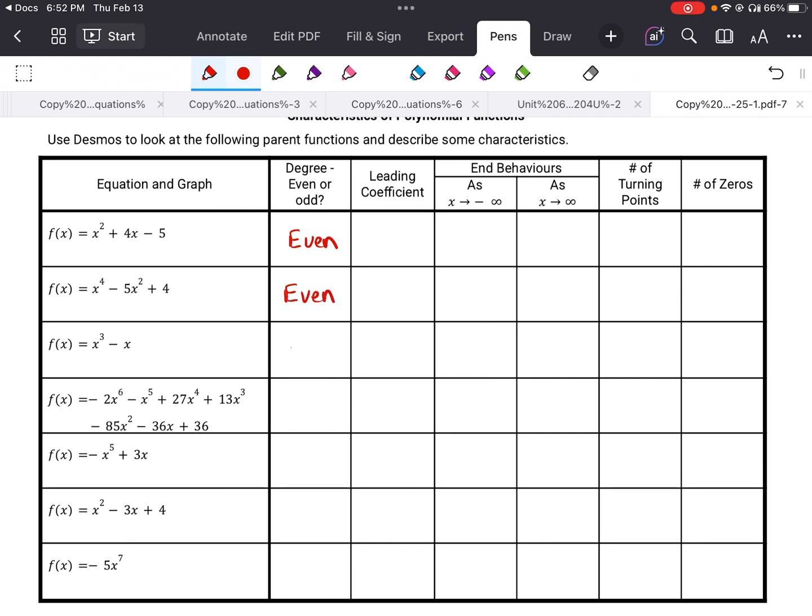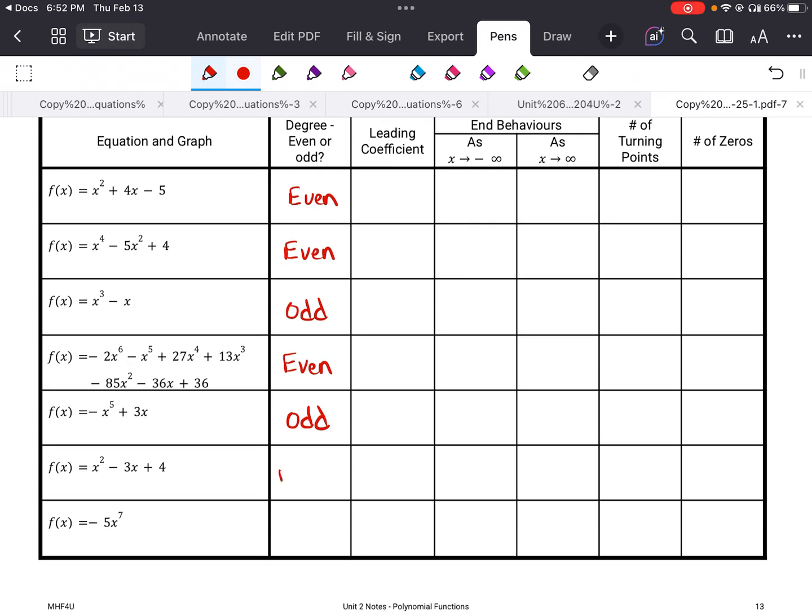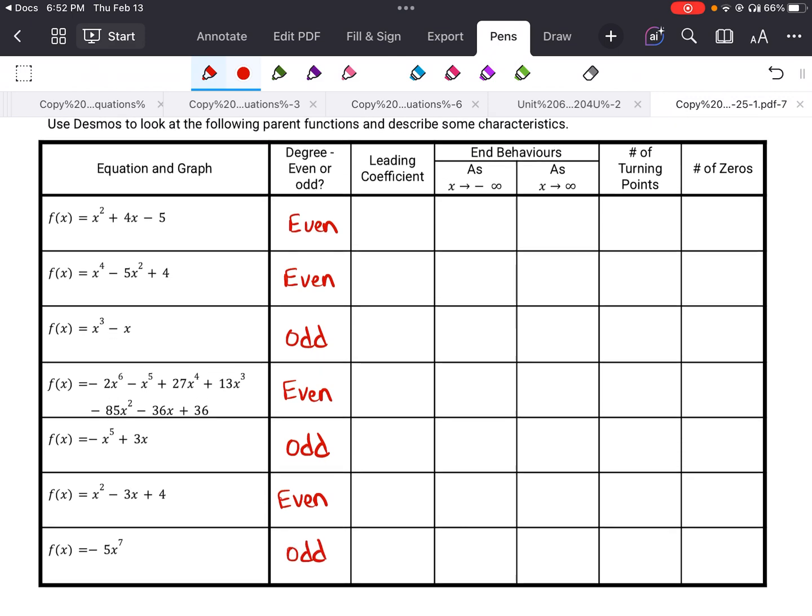Degree of 4, so even. Degree of 3 is odd. Degree of 6 is even. Degree of 5 is odd. Degree of 2 is even. And degree of 7 is odd.